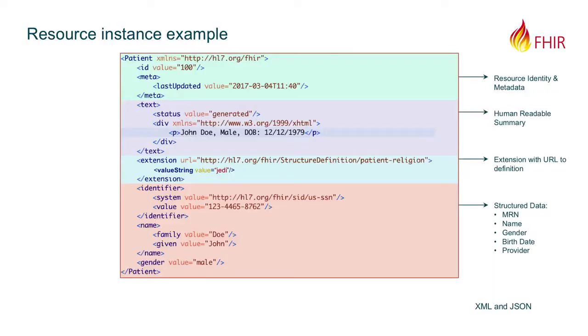For the technical people, this is what a resource looks like on the wire. Would anybody who's not a FHIR expert like to hazard a guess as to what resource this is intended to represent?